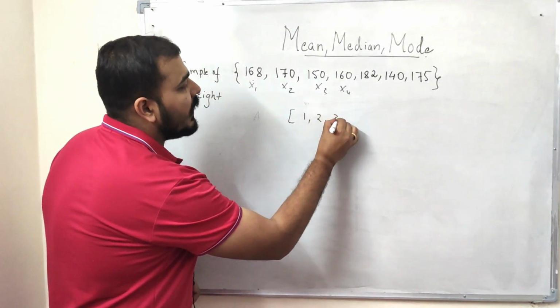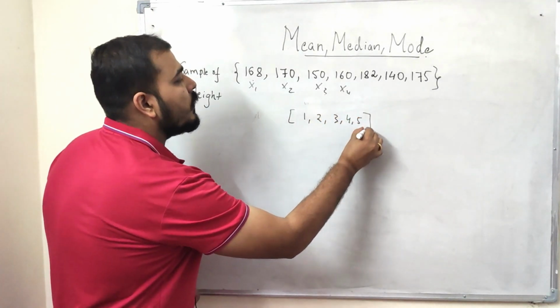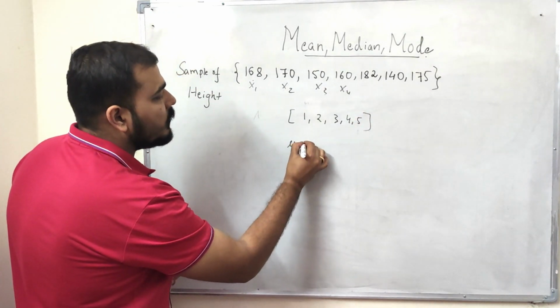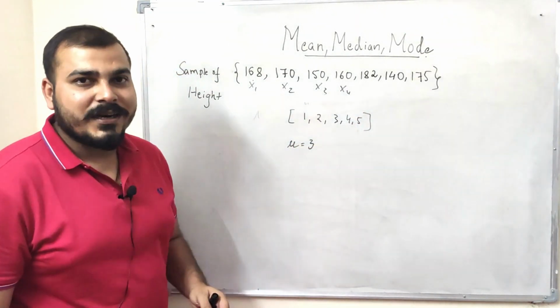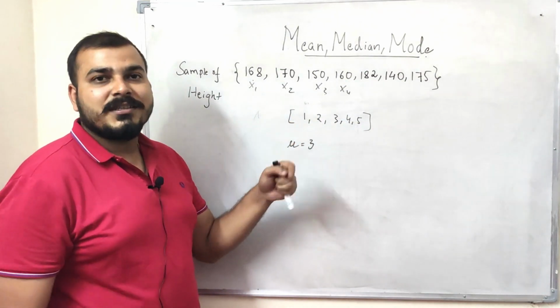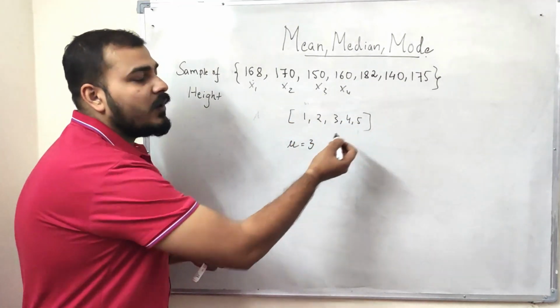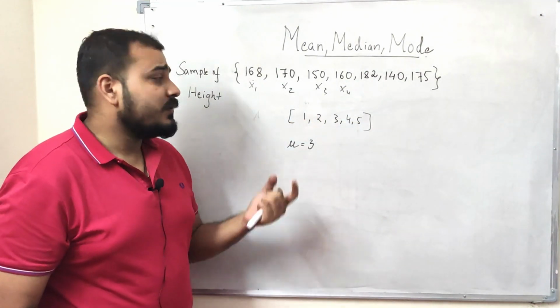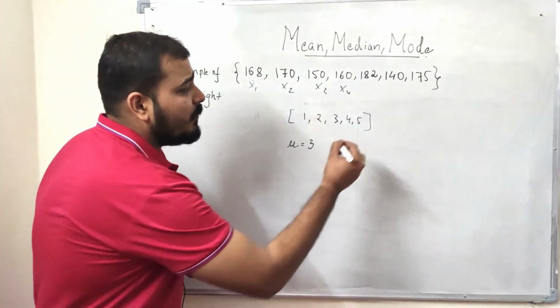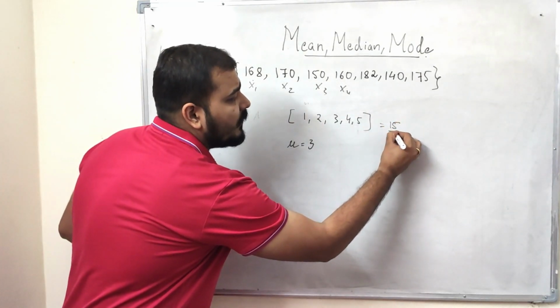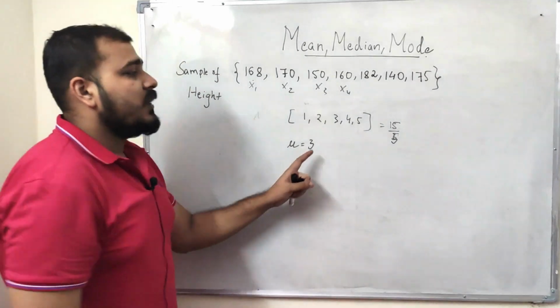I have a distribution like 1, 2, 3, 4, 5. And if I calculate the mean here, it will be around 3. It is just like adding up all these numbers and dividing by the total count of these numbers. So this becomes 15 by 5, right? Because if I add it up, it will be 15. 15 by 5 is nothing but 3.